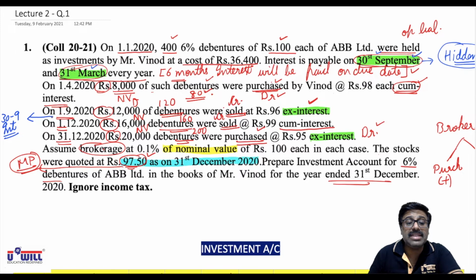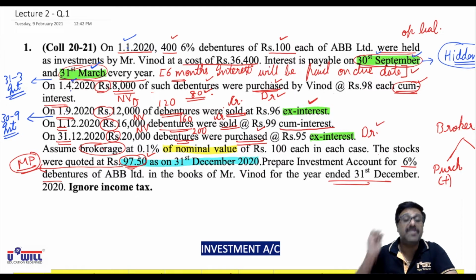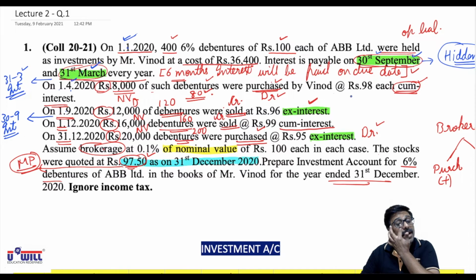30th September we inserted between 1st September and 1st December. Where would you insert 31st March? Between 1st January and 1st April, 31st March would come. So after 1st January 2020, again on 31st March we will receive the interest. Then we will record the transaction of 1st April. So keep this in mind. Whatever are the dates of interest, they are always supposed to be the hidden transactions.